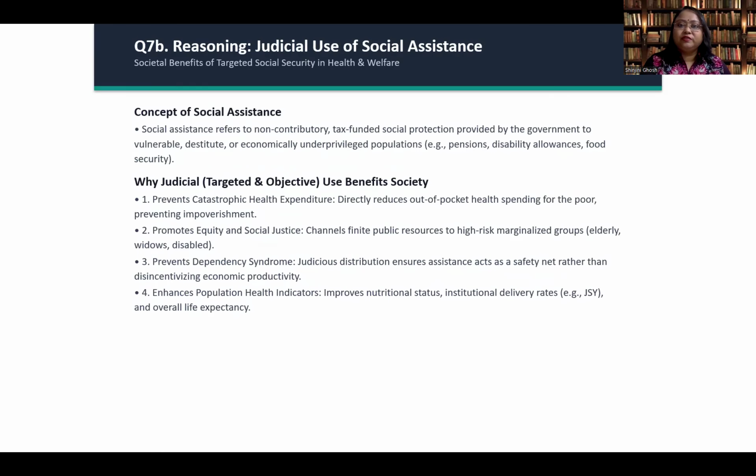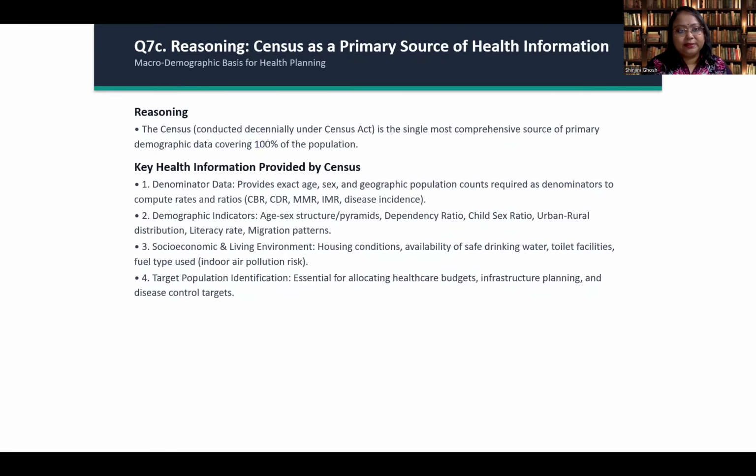Next, judicious use of social assistance will be beneficial for society at large. So here, it prevents the catastrophic health expenditure. It promotes equity and social justice, prevents dependency syndrome, enhances population health indicators. And next question was about the census. It is an important primary source of health information. Definitely it is. You have to discuss about the census, how many years we get the census, what are the different indicators that we get from the census. This you have to discuss.